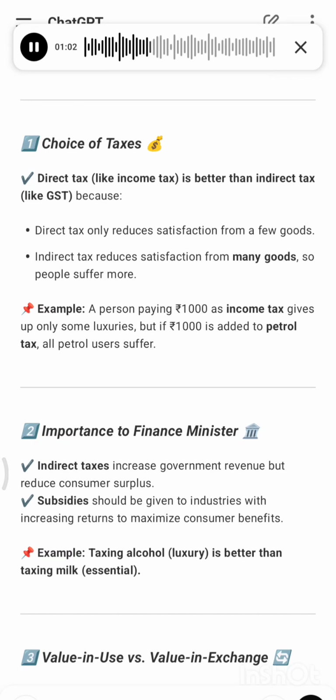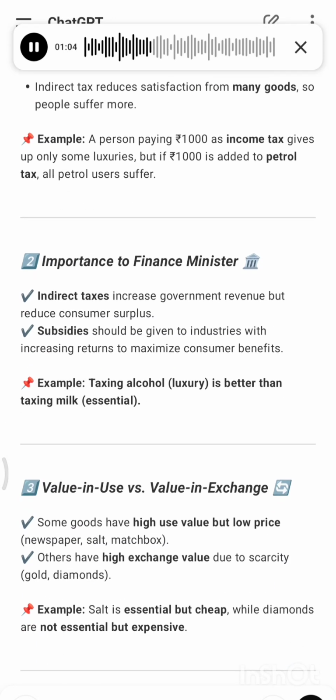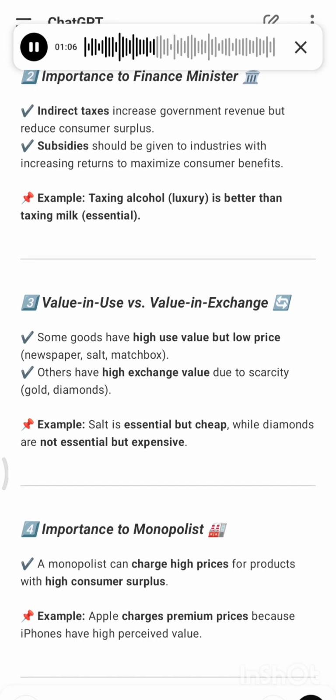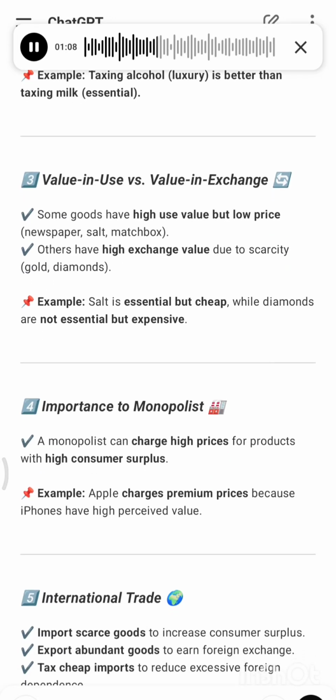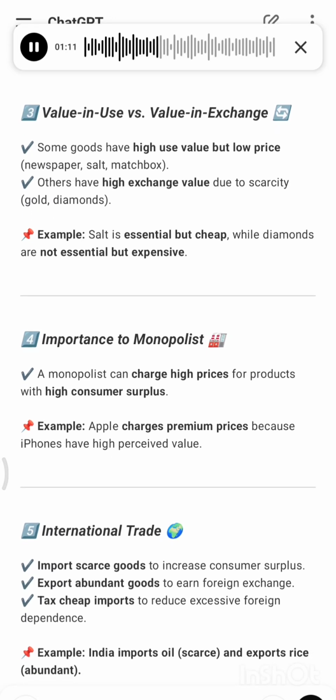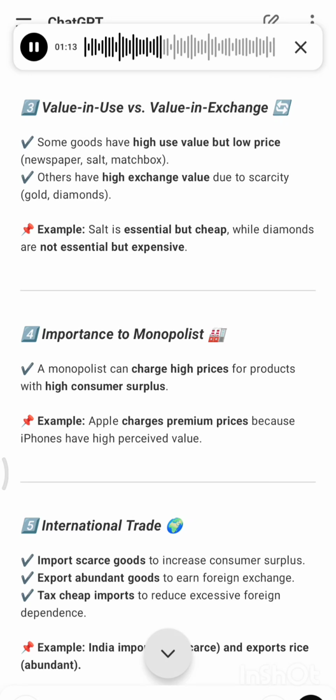Essential. Value in use versus value in exchange. Some goods have high use value but low price: newspaper, salt, matchbox. Others have high exchange value due to scarcity: gold, diamonds. Example: salt is essential but cheap, while diamonds are not essential but expensive.